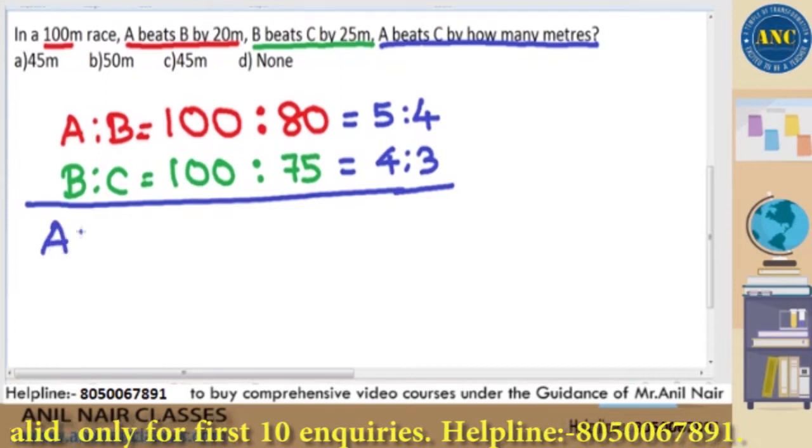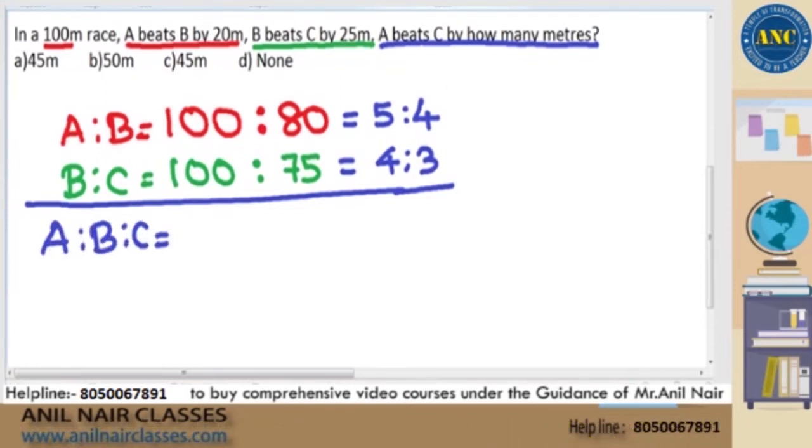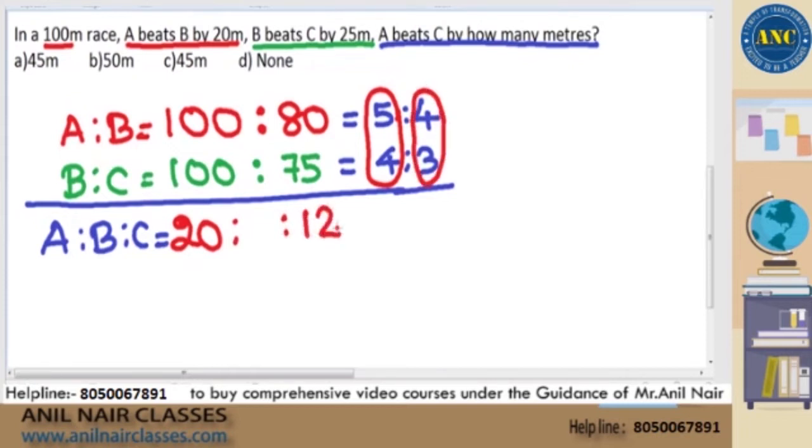So this becomes A is to B is to C. To find A, multiply all the first variables. 5 into 4 is 20. Write down 20. To find C, multiply all the last variables. 4 into 3 is 12. Write down 12. I need not even find the value of B because they are asking for A and C only. So don't waste your time on that in the exam. A is to C is 20 is to 12.